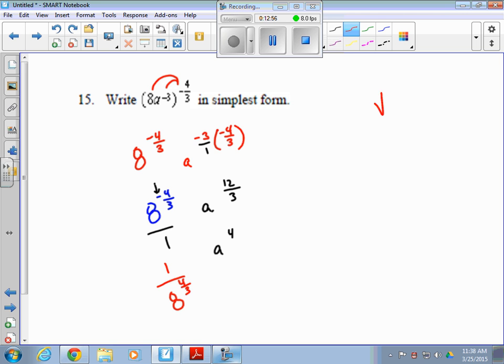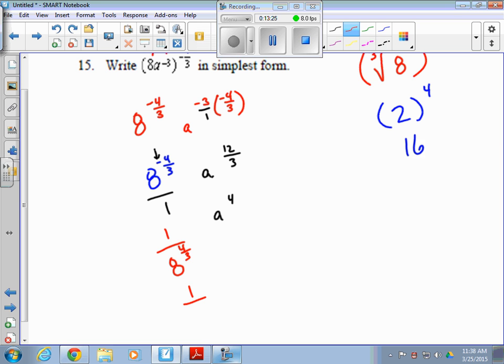The 3 is the index. So it's saying the third root, or the cube root of 8. The 4, the numerator, is what you do with it after you take the root of it. So the third root of 8, 2 times 2 times 2 is 8. So the cube root of 8 is 2. And 2 to the 4th power means 2 times 2, which is 4, times 2 is 8, times 2 one more time is 16. So what this simplifies to here is 1 over 16 times a to the 4th. And when we put those together, we're left with a to the 4th over 16. And that's the simplified version.